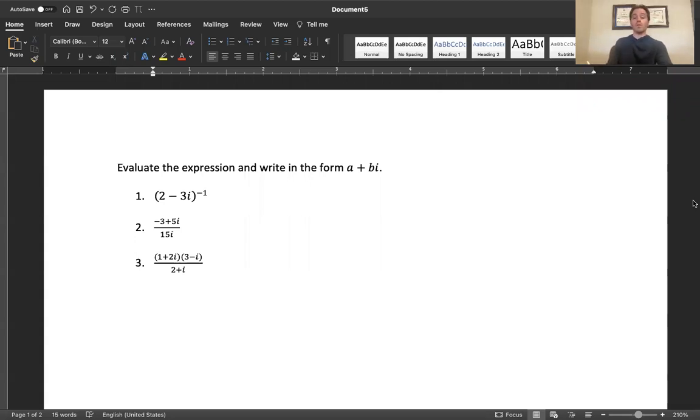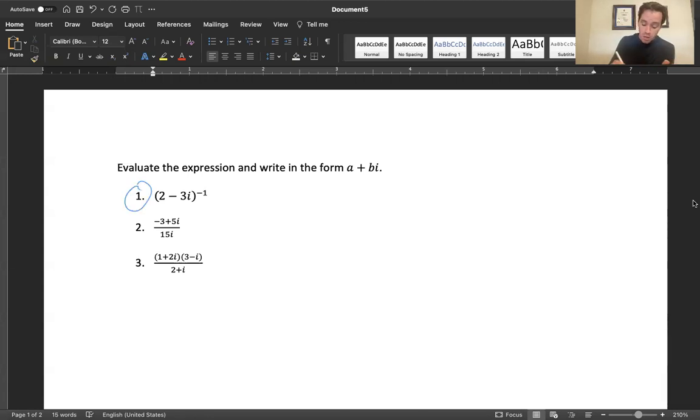Hey, so we're going to go over some pretty basic stuff about how to do arithmetic with complex numbers. Because adding and subtracting are so simple, I don't really think those are worth going over, but we are going to do some division and some multiplication that kind of gets sneaked in along the way. So what we want to do is evaluate these expressions, write them in the form a plus bi. This is a long-winded way of saying just find the answer.